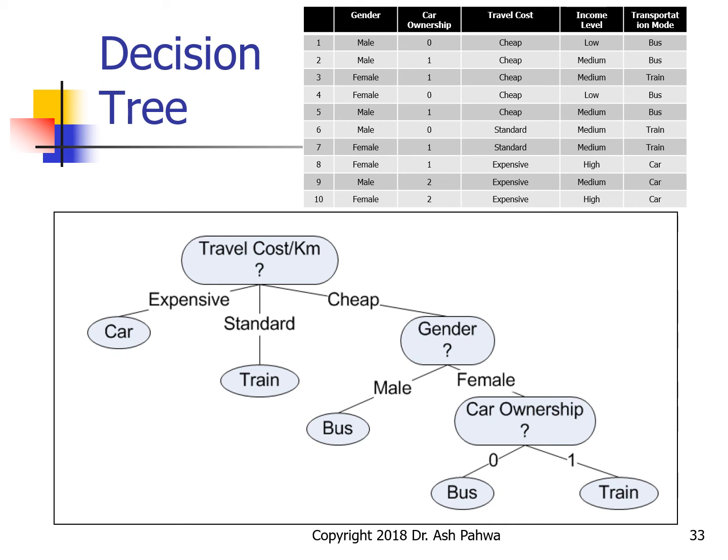So here, if the travel cost is expensive, we go in this direction, or if it is standard or cheap, we ask the second question: what is the gender of the person? Male or female, these are two possible answers, and then car ownership is 0 or 1. So based on that, we can do the prediction.